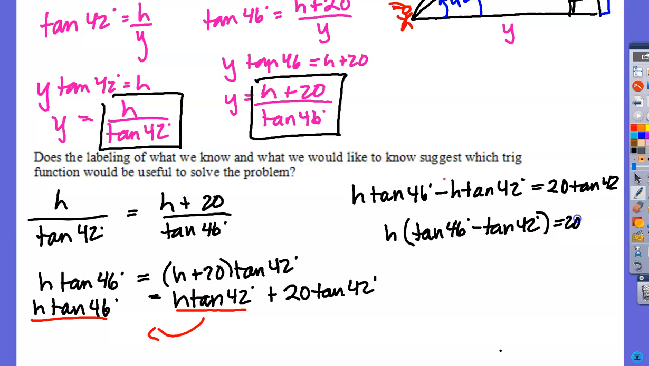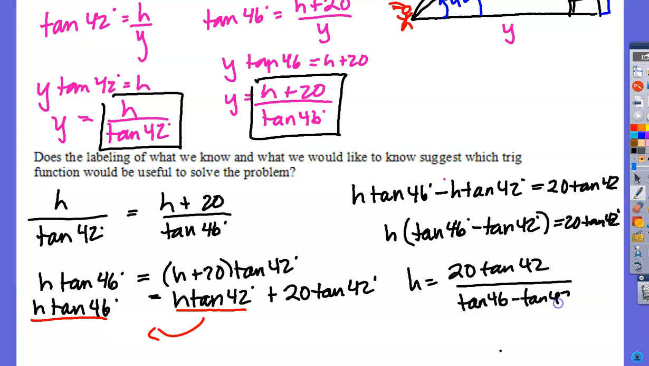Notice I have not plugged one thing into my calculator because I am keeping it nice and exact. Last step would be, this is multiplication, so we're going to divide. So I have 20 tan 42 on top over tan 46 minus tan 42. Okay, let's plug that in.